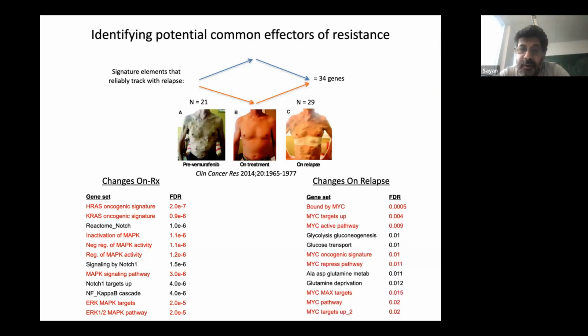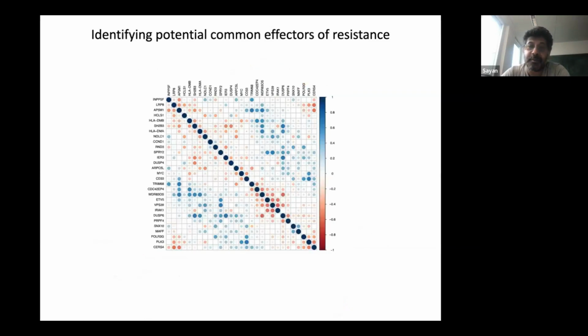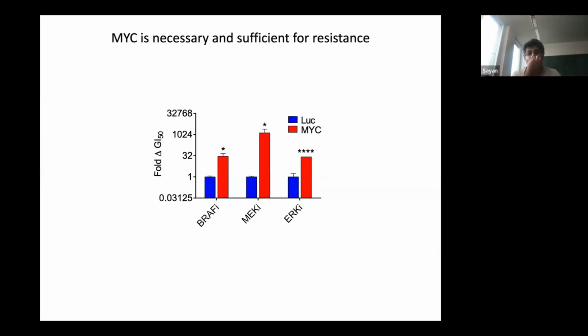So on the left, you see the sets that tell you what changes happen from getting the drug. And on the right, I'm showing you the changes that happen on relapse. If you look at the changes that happen on relapse, you see a lot of a mixed signature. And this is just showing you a correlation plot of the similarities that you get.